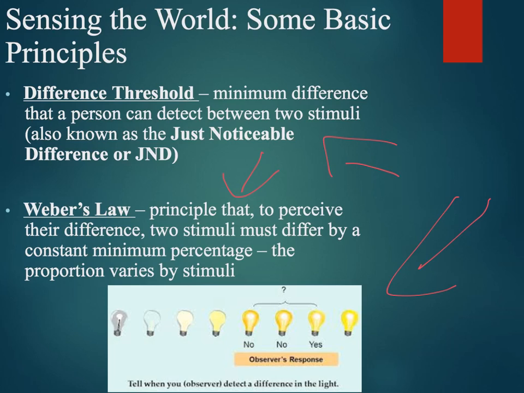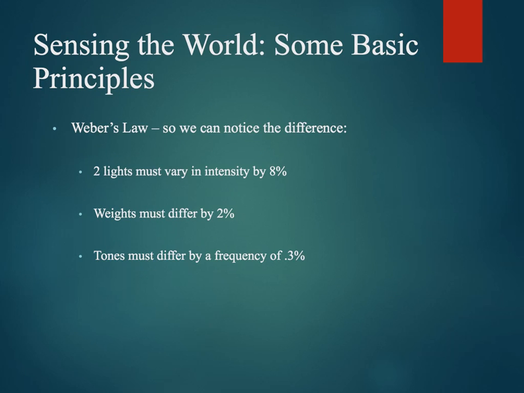So if one rock weighs 1 pound and the other larger rock weighs 5 pounds, in order to detect the difference in weight, if I increase the larger rock from 5 to 10, I must increase the smaller rock from 1 to 2. It must have that proportionate constant difference for us to tell the difference in weight. All right. So Weber's law. The reason we have Weber's law is so that we can notice the difference between things.